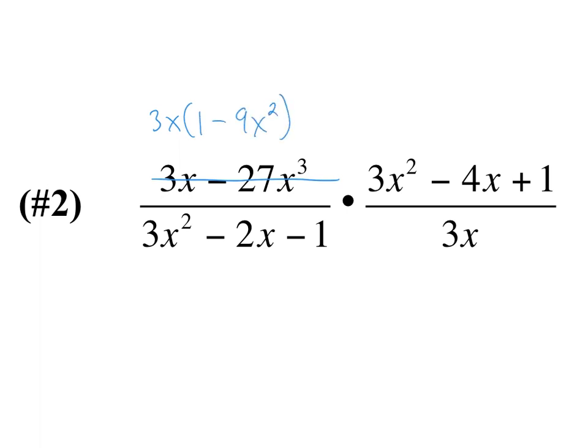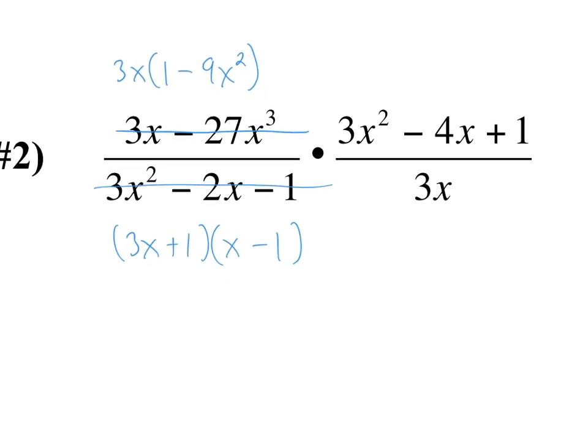Okay, how about the bottom left? No GCF, but we can actually factor this. This is going to factor if you use the smiley face method. If you do the smiley face method, you're going to have 3x and x, and then plus 1 and minus 1. That's going to multiply to the 3x squared and negative 1 and add to negative 2x in the middle.